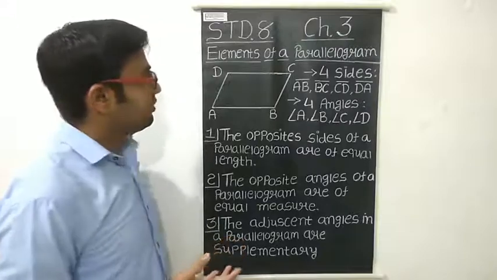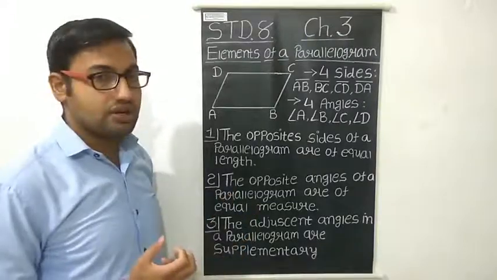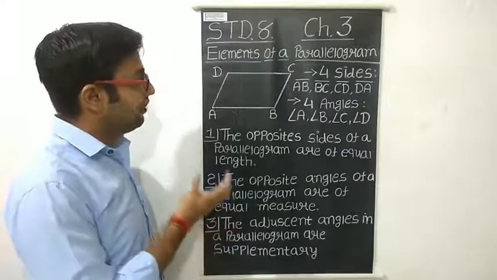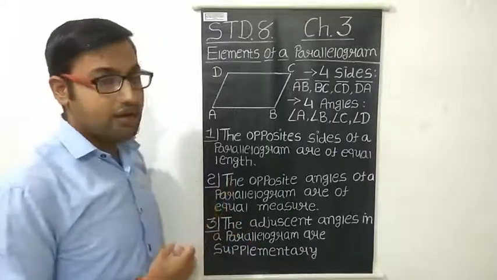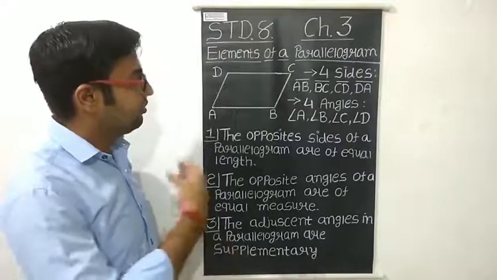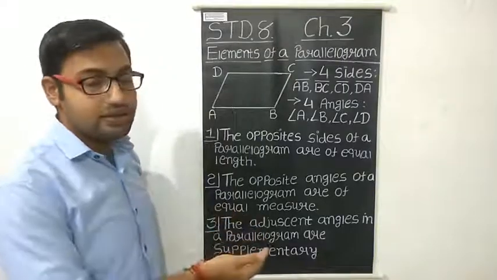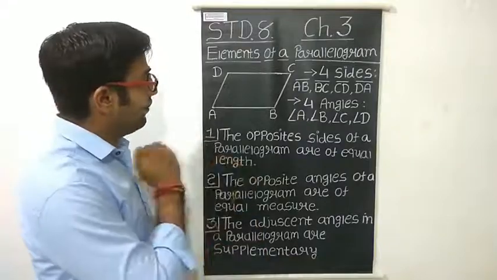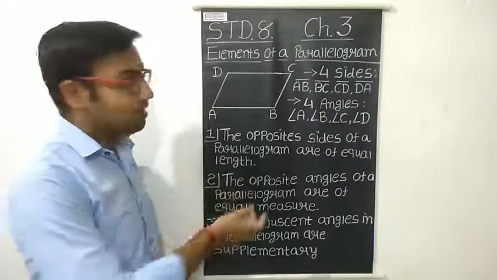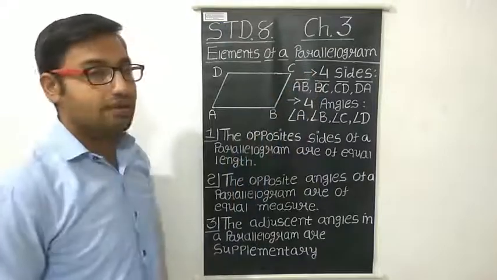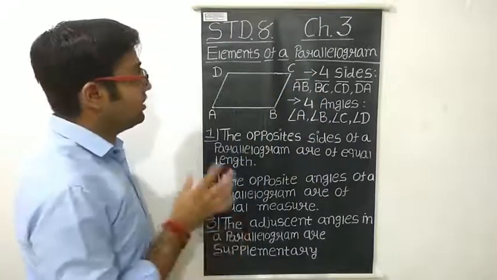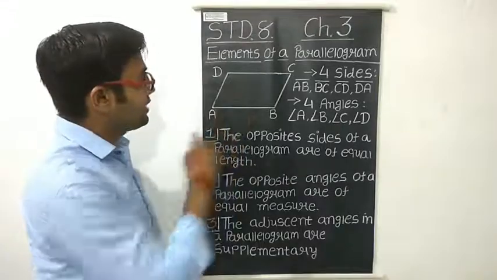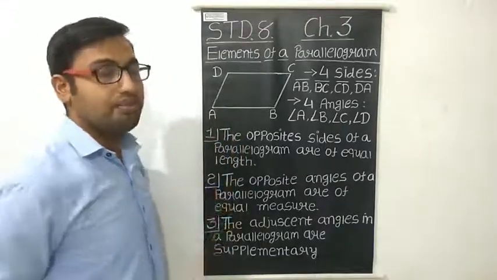In previous classes we have studied everything related to the polygon, and from that we found the quadrilateral. From quadrilaterals we now classify all the quadrilaterals into different shapes according to their properties. So the very first quadrilateral that we have to study is the parallelogram. Now what are the properties of a parallelogram? These are also called the elements of a parallelogram.